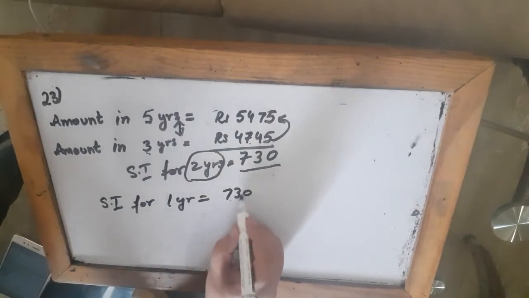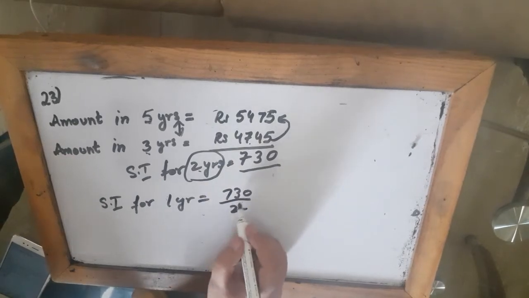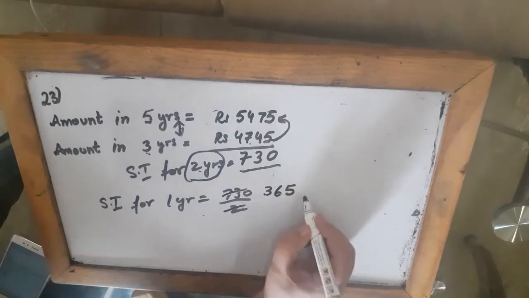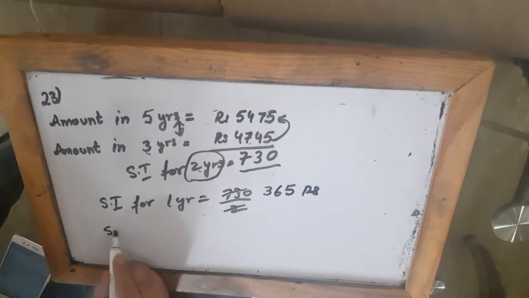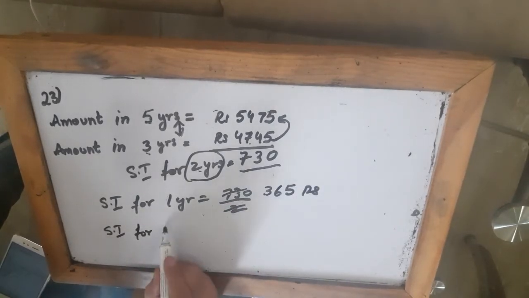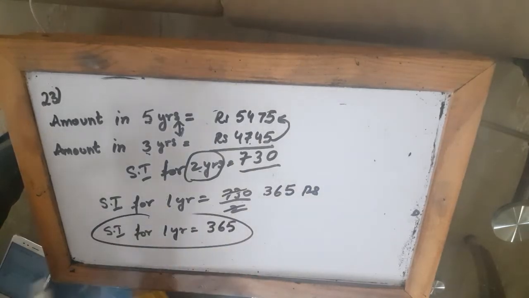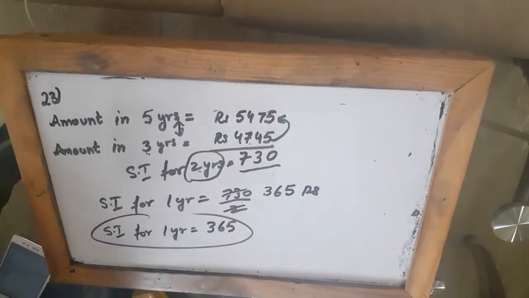If I divide this by 2, because this is the interest for 2 years, and I want to know for 1 year, I will divide: 2 3s are 6, 2 365. So the simple interest for 1 year is 365. So I got the simple interest by subtracting the amounts they have given you for 2 years. Now I will work on this to get the principal, because they are asking you to find the principal and also the rate of interest.